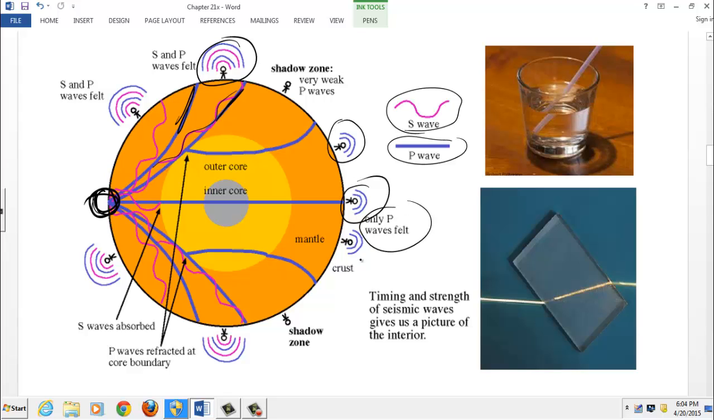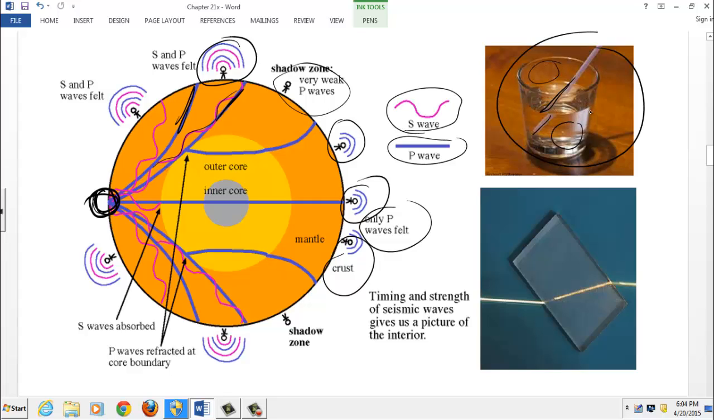And it's true, somewhat offset from the center. And then there's a region where you can feel some P waves that are very weak, and what's happening is that the P waves are being refracted, sort of like light does. So the straw appears to be bent because of refraction, and that's because the light ray changes direction as it changes from air to water.